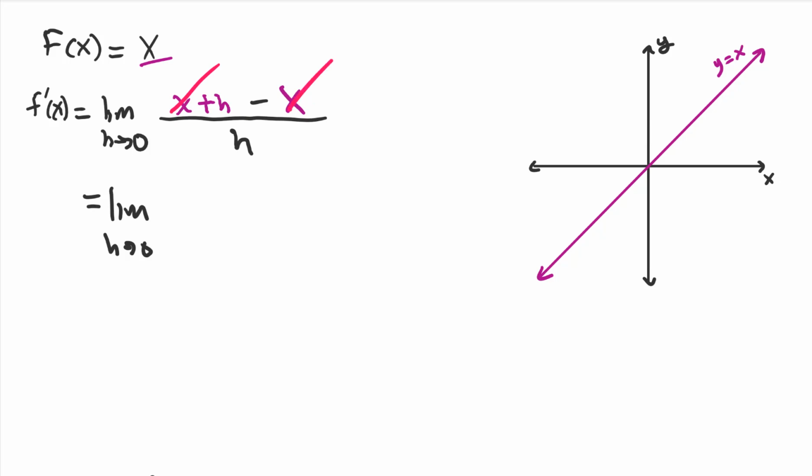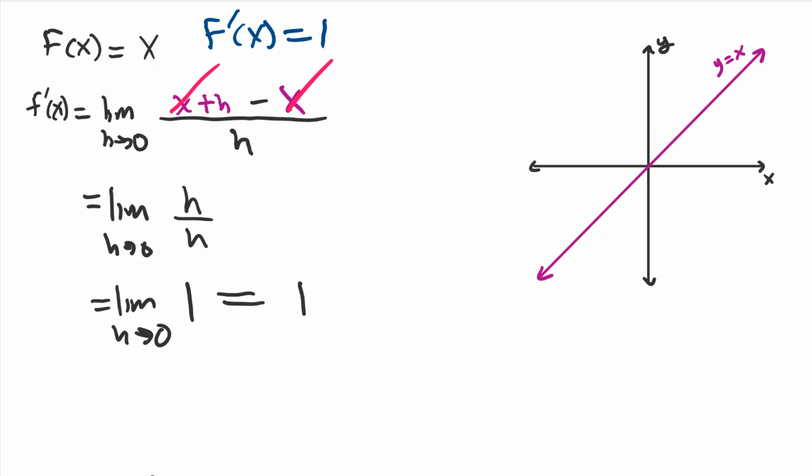It just goes away. So we have the limit as h tends towards 0 of, I think we have an h up top and an h down below, and I think that's 1. You know what I mean? And then we use that constant rule, the limit as h tends towards 0 of 1. There are no h's, so ignore the 0, and the answer is 1. Therefore, the derivative of f of x is equal to 1.